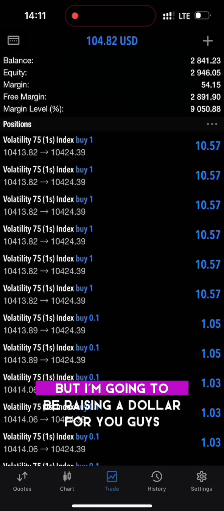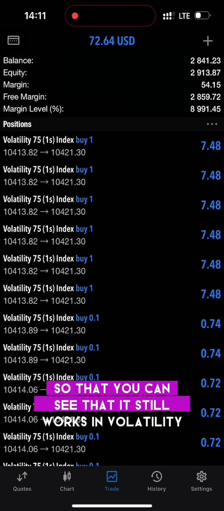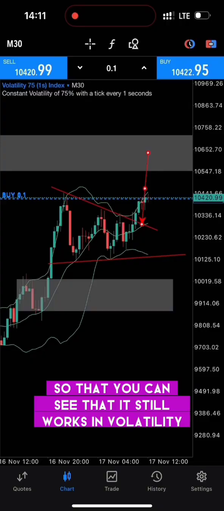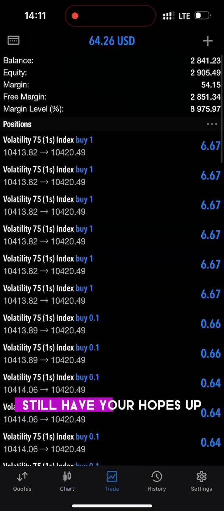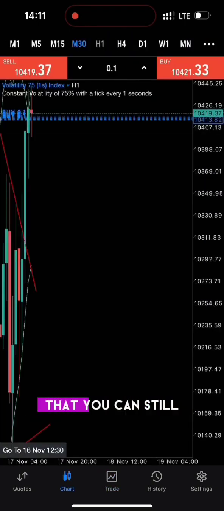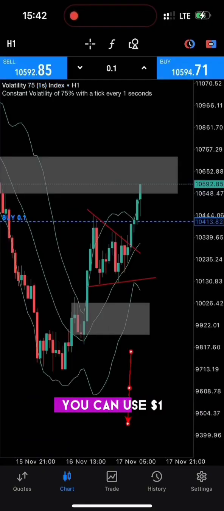But I'm going to be raising $1 for you guys so that you can see that it still works in volatility 75 (1s), so that you can still have your hopes up that you can still use those kinds. If you blow your account, you can use $1 to bring your account back.